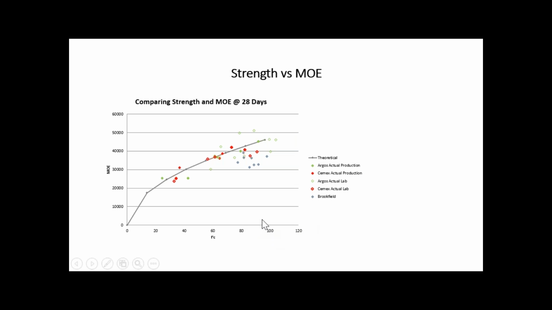Typically, in general, the sedimentary aggregates are less stiff than the metamorphic or the igneous. Also, the density of your aggregate is a big contributor to performance. The denser the aggregate, usually the better your modulus of elasticity is.